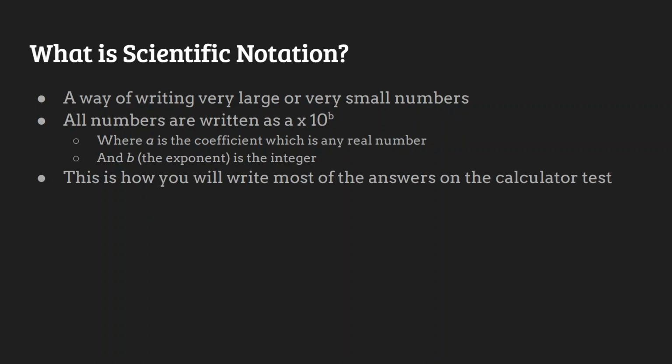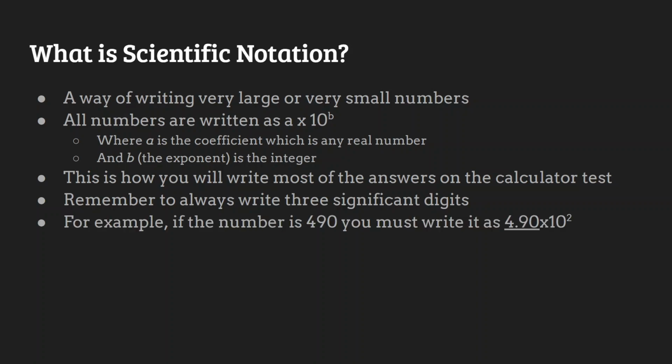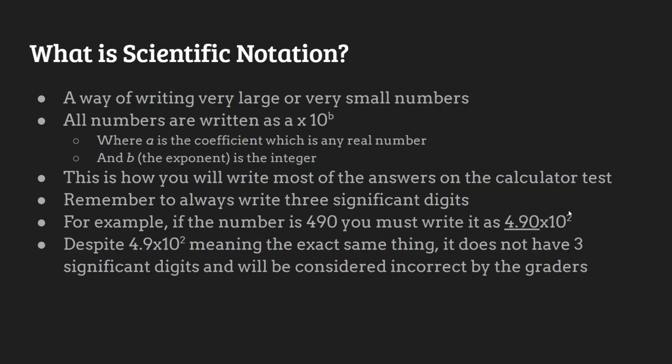This is how you're going to be writing most of the answers on the calculator test, as I previously mentioned in another video. Remember to always write 3 significant digits. So for example, if a number is 490, you're going to write it as 4.90, and the underlined part is our 3 significant digits, times 10 squared. Although 4.9 times 10 squared means the exact same thing, it doesn't have 3 significant digits and will be incorrect.